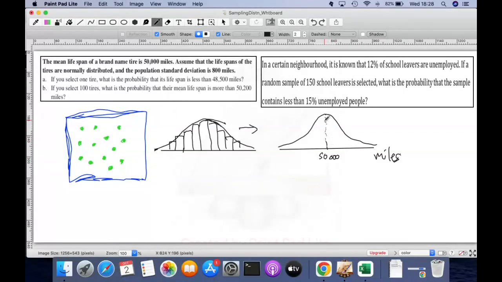This is the lifespan of the tire. On average, it lasts 50,000, and it has a standard deviation of 800.